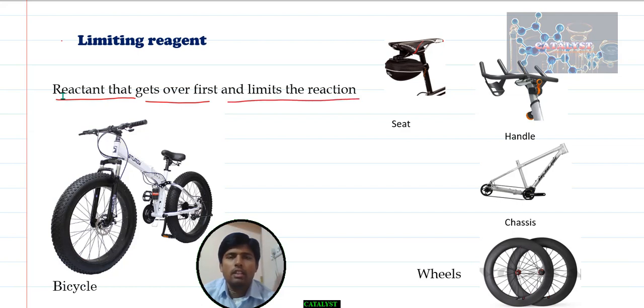limits the reaction. So generally when we say chemical reaction, there can be one reactant, there can be two reactants, or there can be more than two reactants also, depending upon the nature of the reaction. So at least one reagent will be there which is acting as a reactant. Now when there is only one reactant, there is no concept of limiting reagent, because that reaction will stop only when that particular reactant, which is the only reactant, gets over.